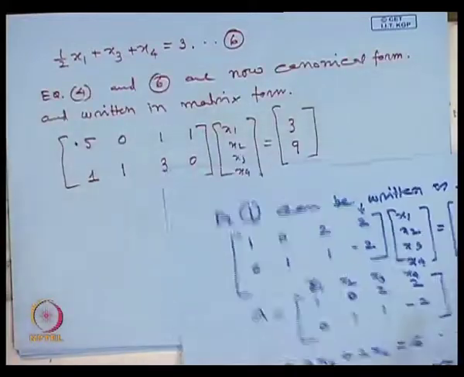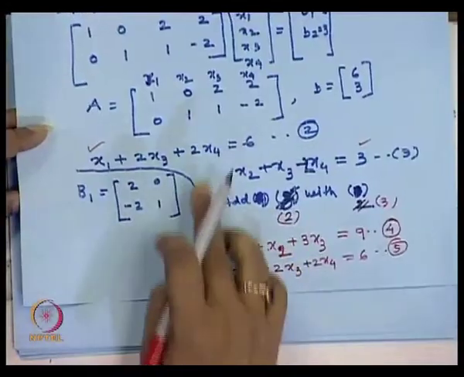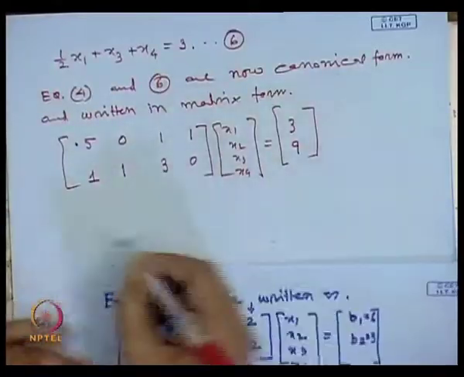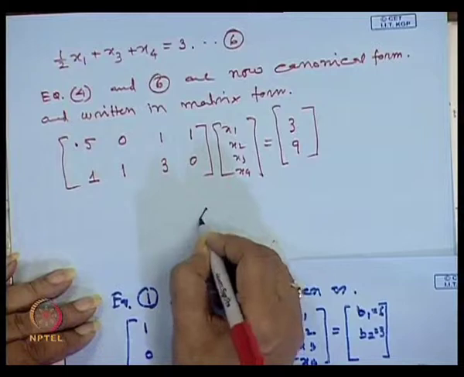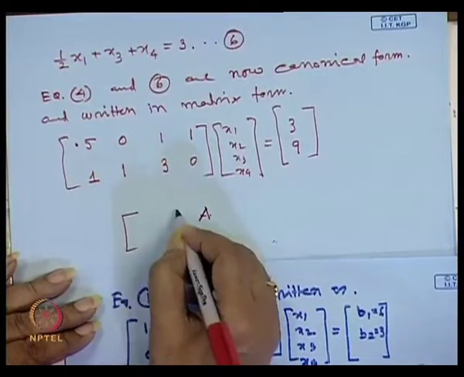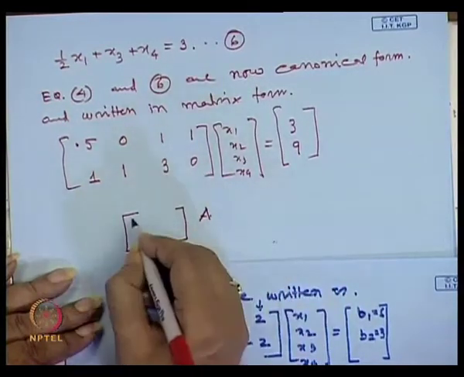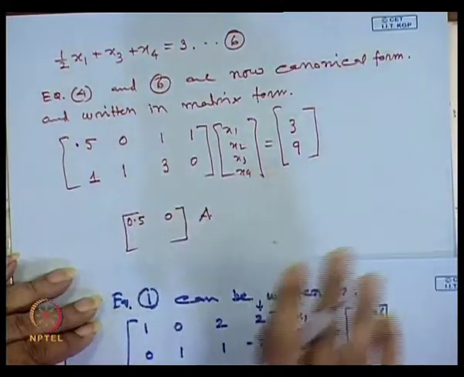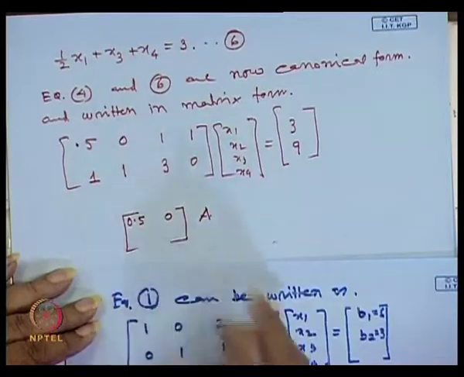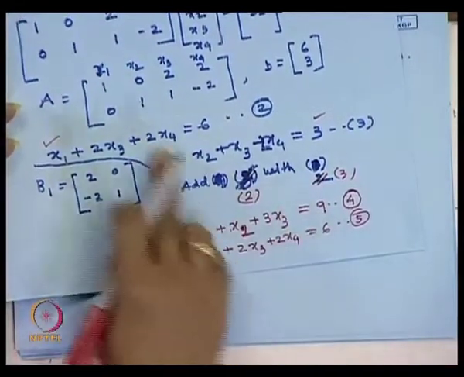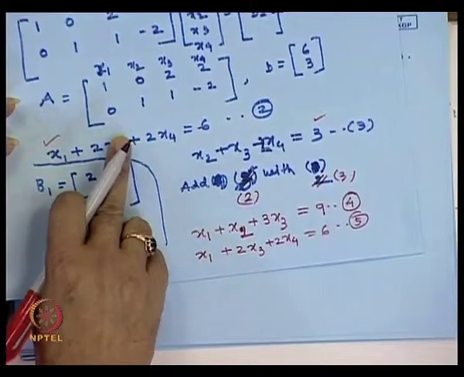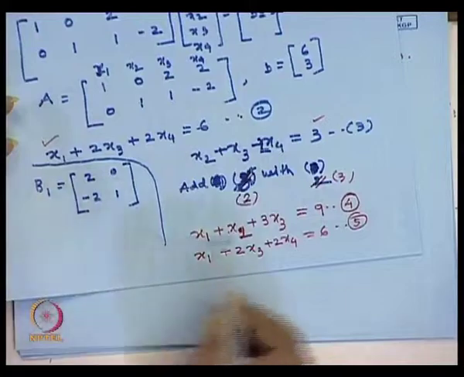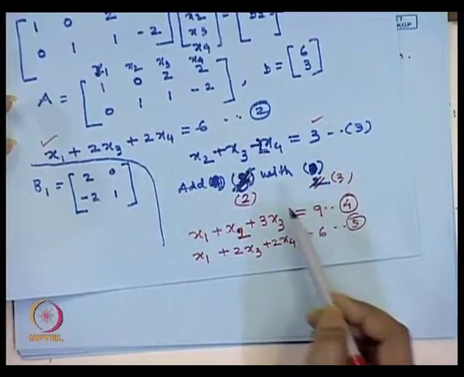So, that first row divided by 2 means 0.5, that whole equation I have divided by 2. Ultimately, I am doing it here, that A matrix: I multiplied the first row by 0.5, so 0.5, 0, and other elements remain the same. And the second operation I did, this and this I have added, equation number 2 and equation number 3 I added.